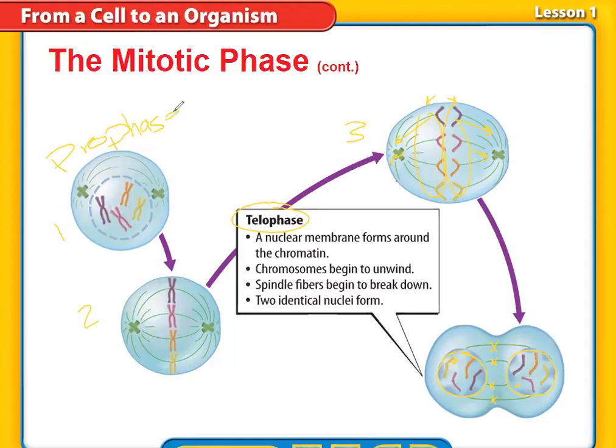So telophase is completely the opposite of prophase. Why? Because in prophase, the nuclear membrane disappears, the nucleolus disappears, and spindle fibers start to form. Here we do the opposite. The nuclear membrane forms around the chromosomes, the nucleolus starts to appear, and the spindle fibers start to break down. You get the idea? So they are completely the opposite. You get this?